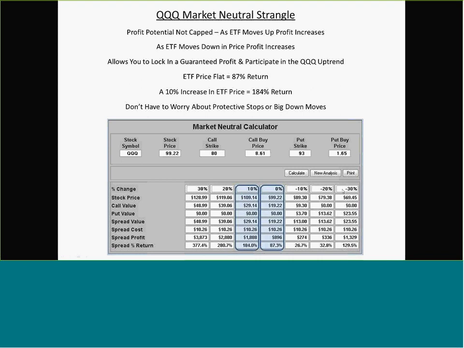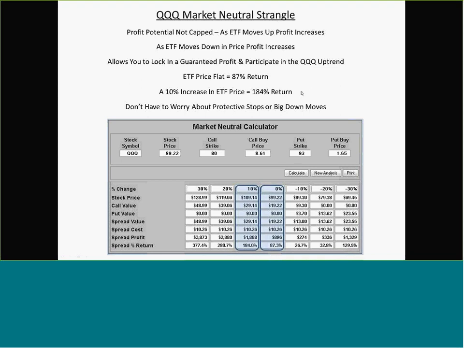So one of the advantages of this market neutral strangle is the profit potential is not capped. And as the ETF moves up in price, then my profit increases. So we can see if it's flat, I get 87% return. If it goes up 10%, I get 184% return. If it goes up 20%, I get a 280% return. So your return potential is not capped with these market neutral strangles. So as the price moves up, your profit potential keeps increasing. And again, if it's flat at option expiration, then I get an 87% return.